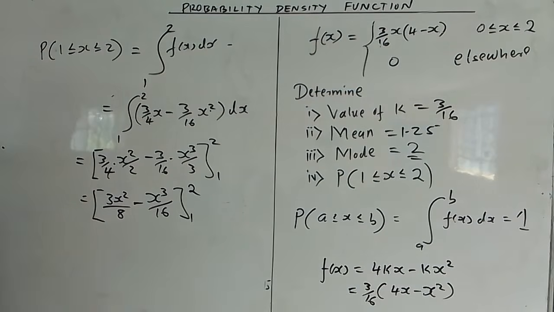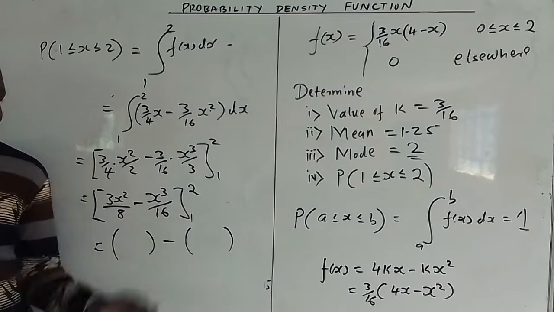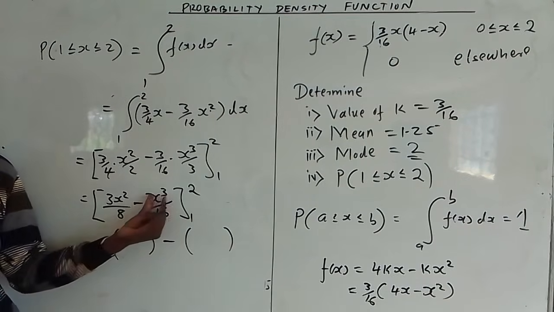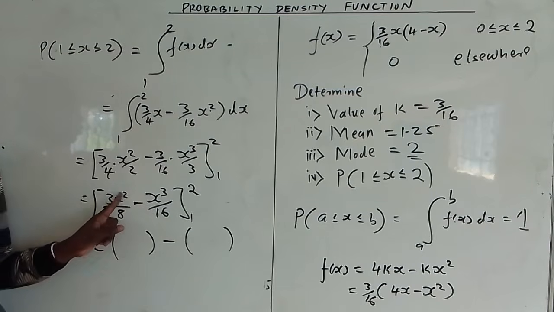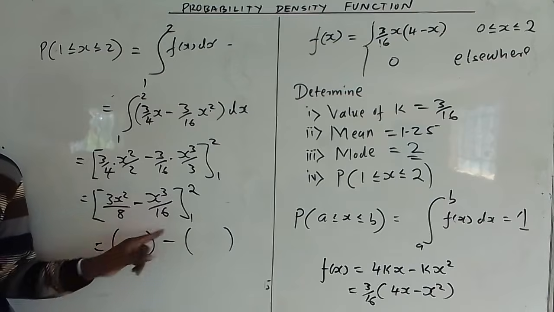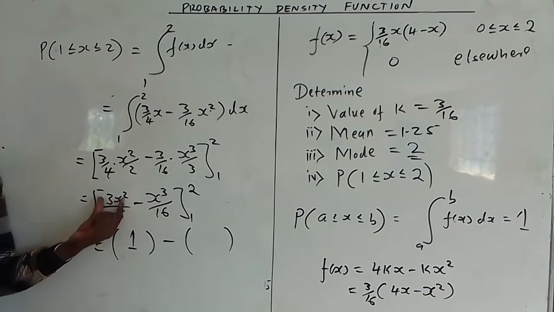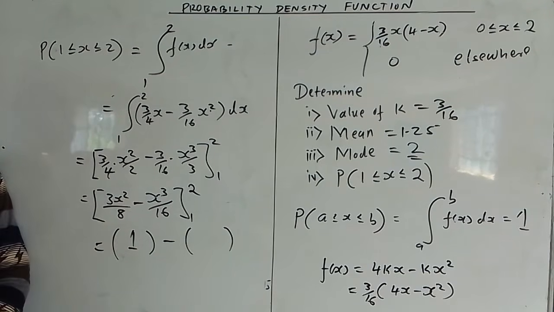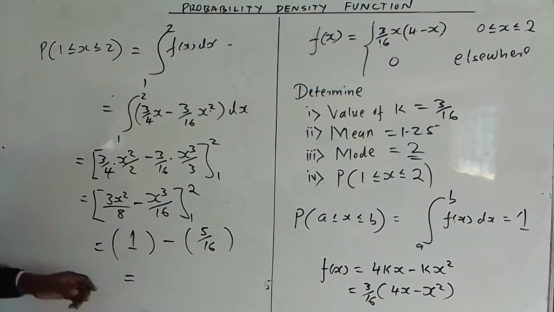Are we together? So move there. Upper limit minus lower limit. So upper limit when x is 2. Where there is x, you put 2. What do you get? It is 3 times 2 squared divided by 8 minus 2 cubed over 16. What do you have? You have 1. Then when x is 1, where there is x, you put 1. What do you have? 5 over 16. So what is the probability?